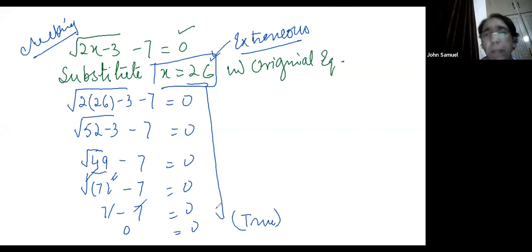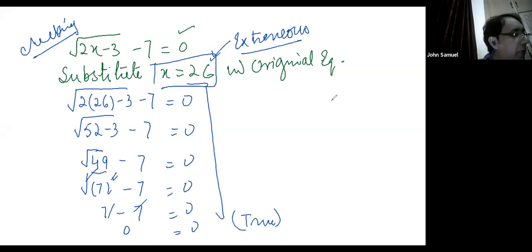Hope you got it, my dear. Give me the reaction. Otherwise, I will repeat for you. And if it is okay, then I will do the next one for you people. Next one I'm taking from the book example. The same example, a cube root question, I'm taking for you people. Right, my dear. Thank you very much.